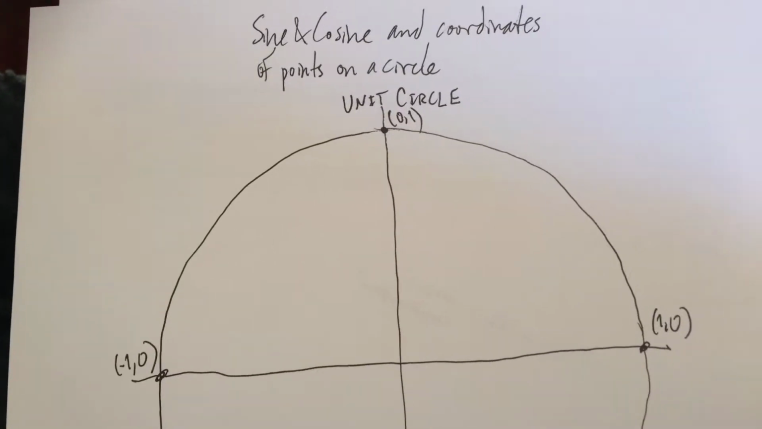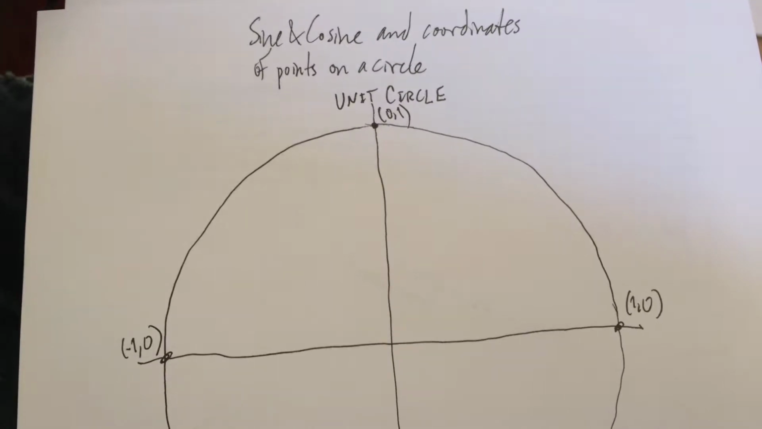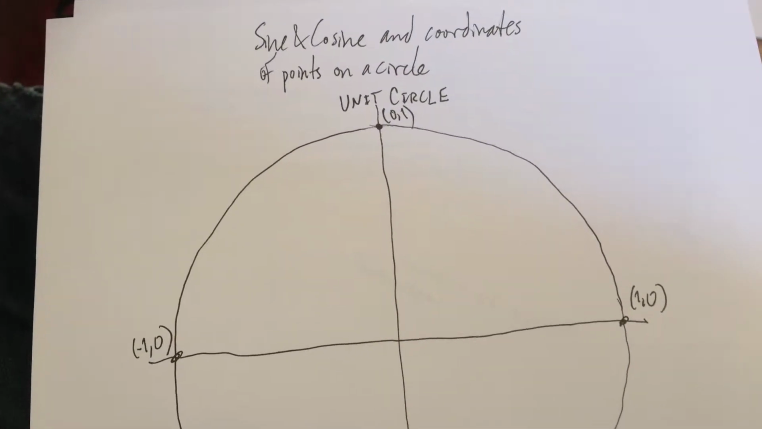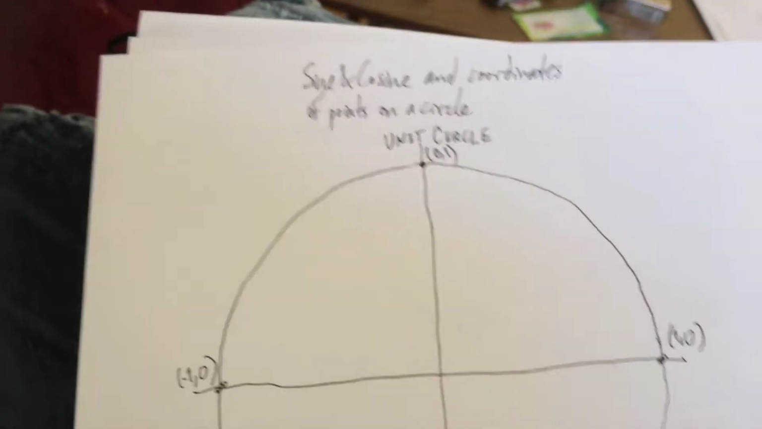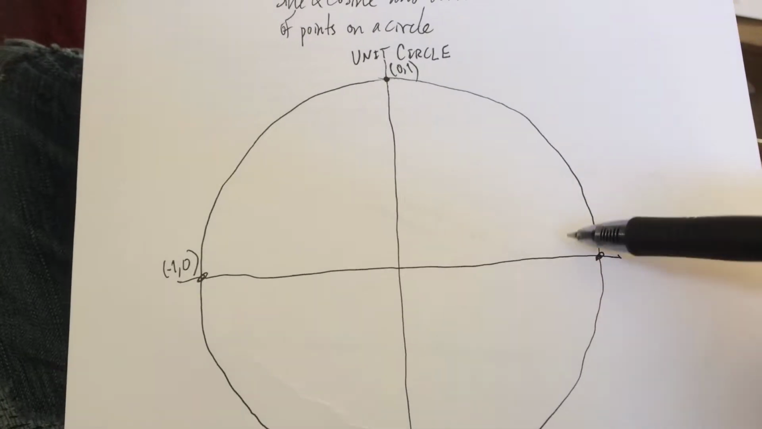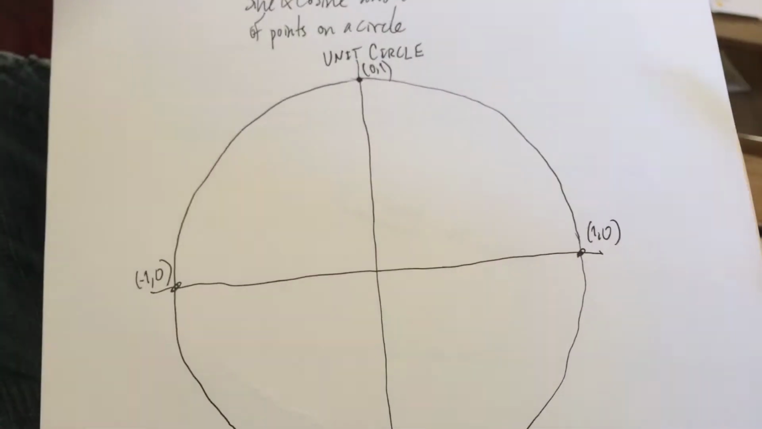Alright, so this is just going to be a brief explanation for the pre-AP students of how sine and cosine of an angle can generate the coordinates of a point, specifically on a unit circle. So if we have a unit circle right here, I just have the basic stuff labeled, just has a radius of 1 centered at the origin.